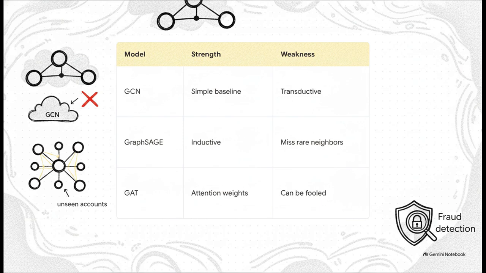Now, there are a few foundational ways to build this radar. Graph convolutional networks, or GCNs, are a great, simple baseline, but they are transductive, which means they can't handle newly added nodes without totally retraining the model. Then you have GraphSAGE. This one is inductive. It samples neighbors and generalizes beautifully to completely unseen accounts. Though, to be fair, the sampling means it might occasionally miss a rare, suspicious neighbor. Then there's GAT, which learns attention weights to automatically prioritize important neighbors. But even GAT has its weaknesses. It's pretty computationally expensive, and clever bad actors can actually trick its attention mechanism.